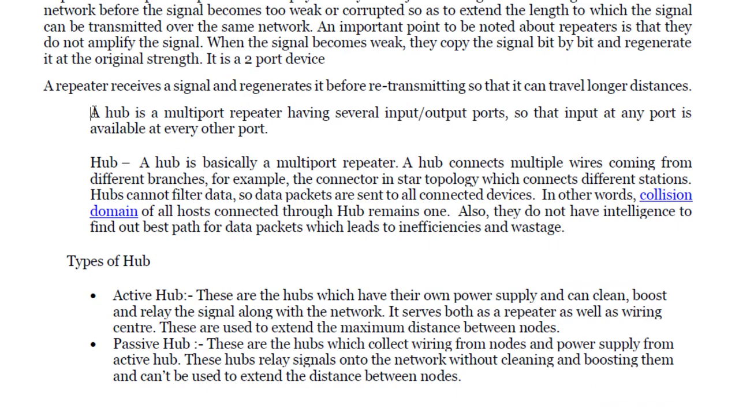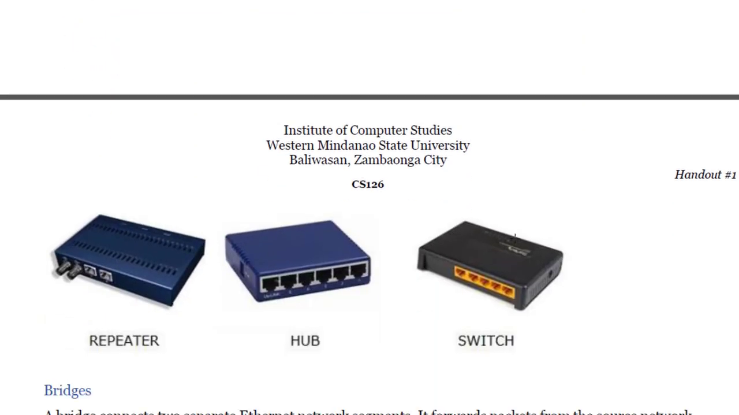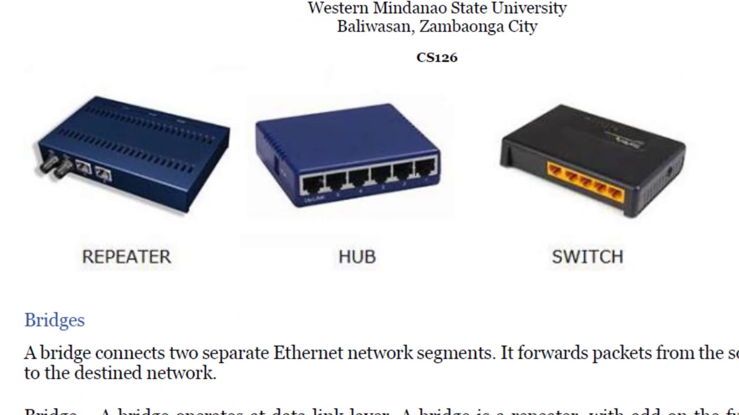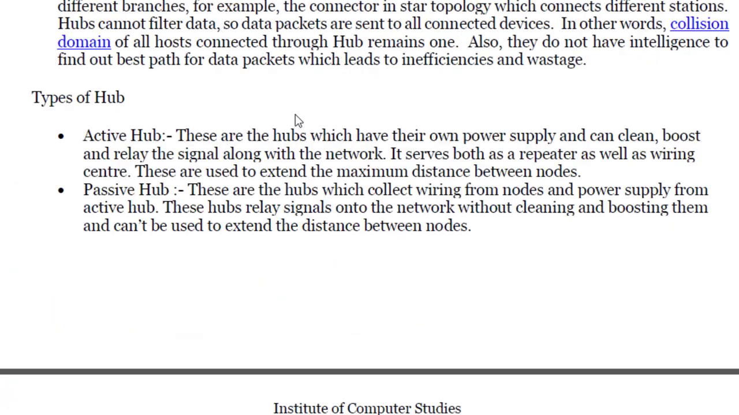So a hub is actually a multi-port repeater. That means, to show you an example, this is the hub. You have multiple ports. A repeater only has two ports, one for in and one for out. For a hub, you have multiple ports. Now, a hub is basically a multi-port repeater, and it connects multiple wires coming from different branches. For example, the connector in a star topology, which connects different stations.